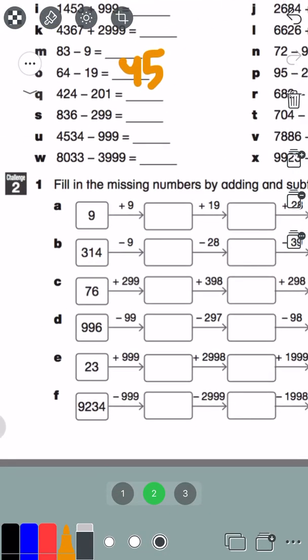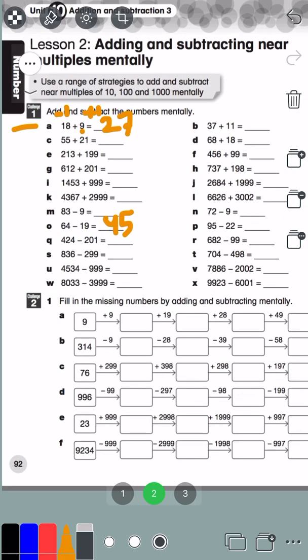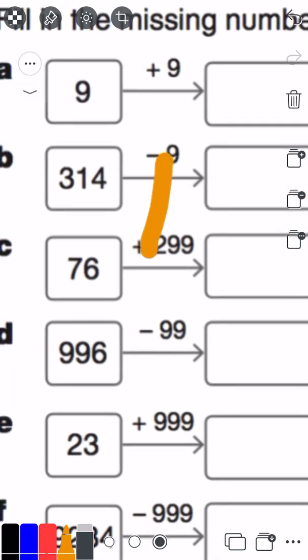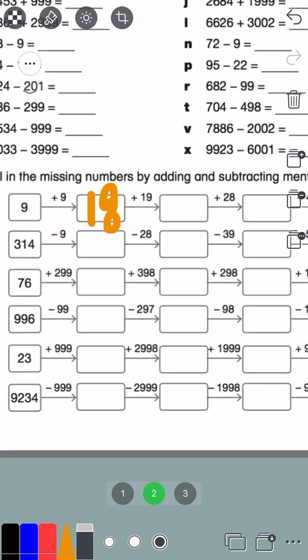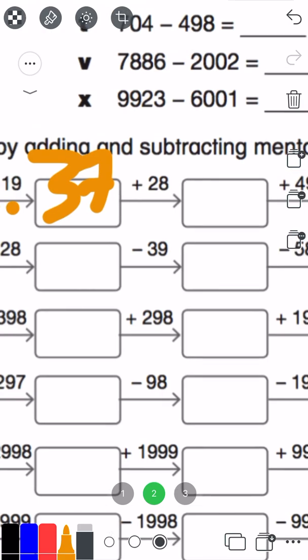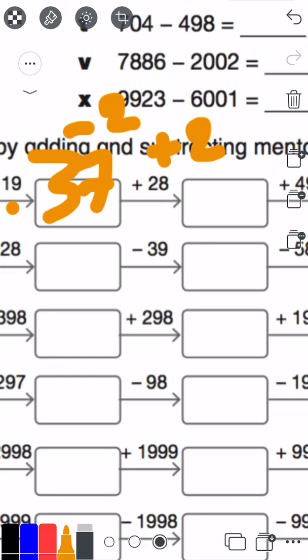In challenge 2, we're filling in the missing numbers by adding and subtracting mentally. So 9 plus 9, you already know that it equals 18. Now plus 19, we have to make this become 20 and take away 1 from 18. So 20 plus 17, that equals 37. 37 plus 28, add 2 here, take away 2 from the first number. So it's 35 plus 30. That equals 65.